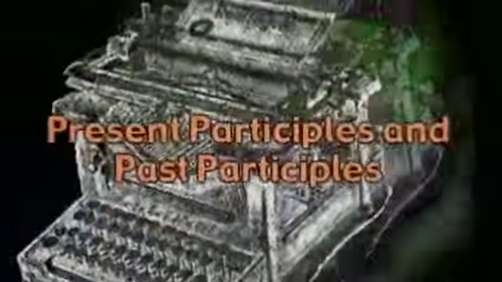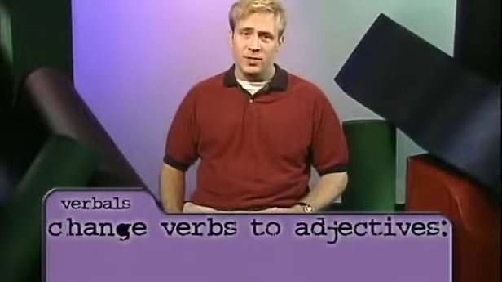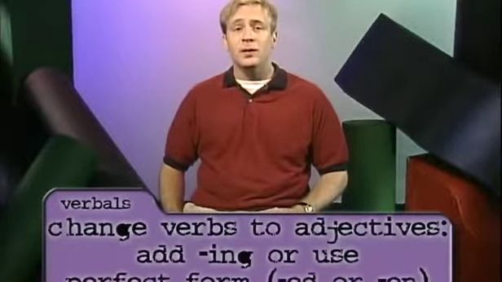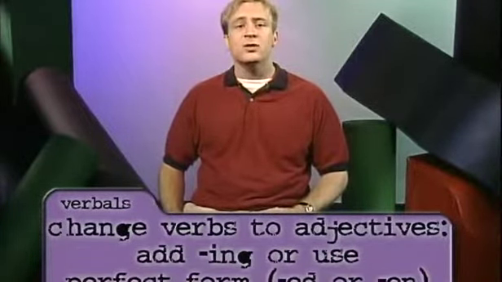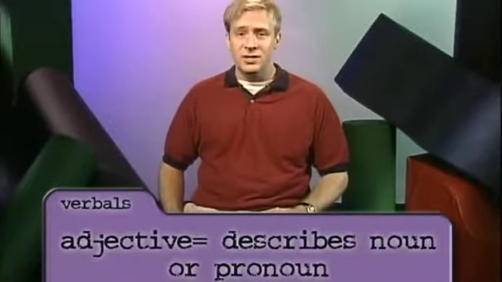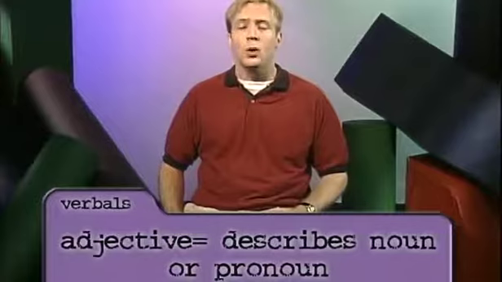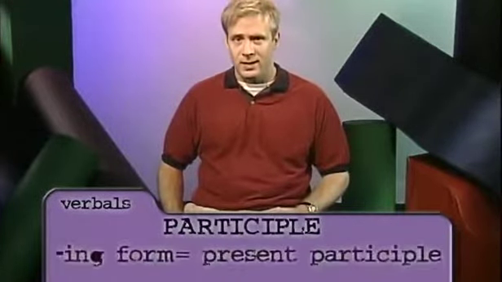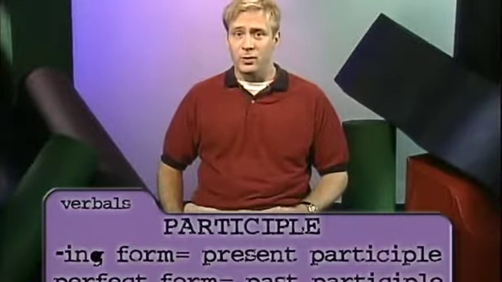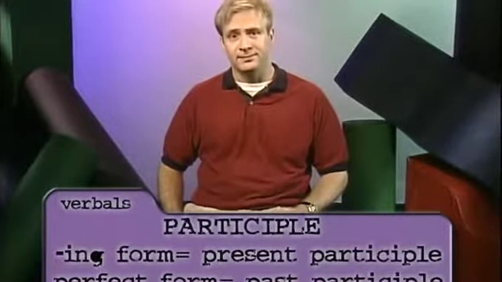Present participles and past participles. We can also change verbs into adjectives by either adding ing to the end or using the perfect form of a verb, which usually means adding either ed or en. Remember that an adjective is a word that describes a noun or a pronoun. When we form one of these, we call it a participle. The ing form is called a present participle, and the perfect form is called a past participle.